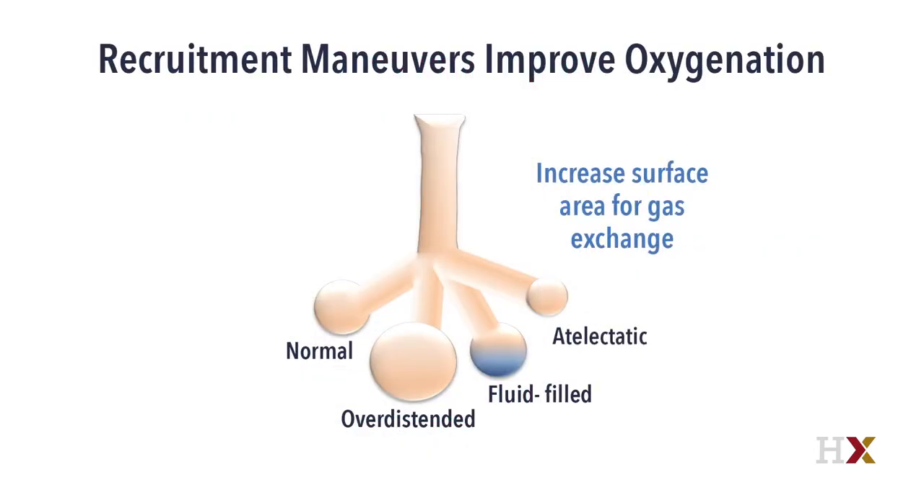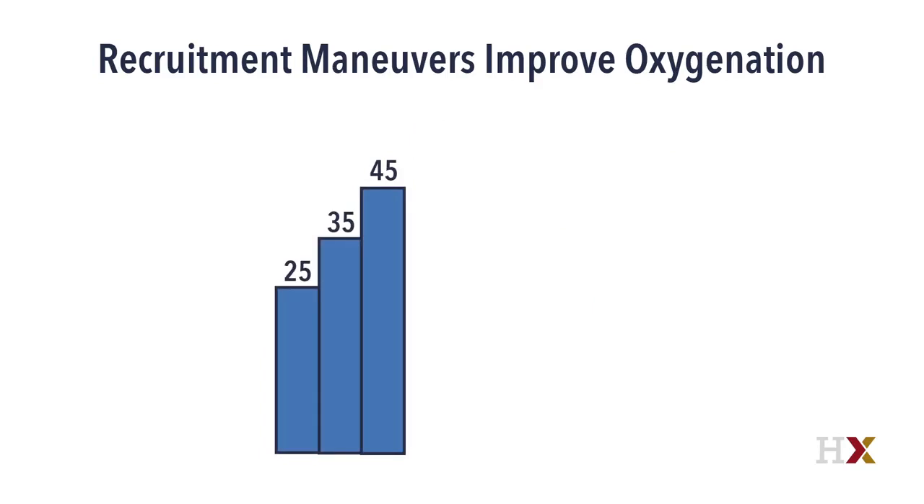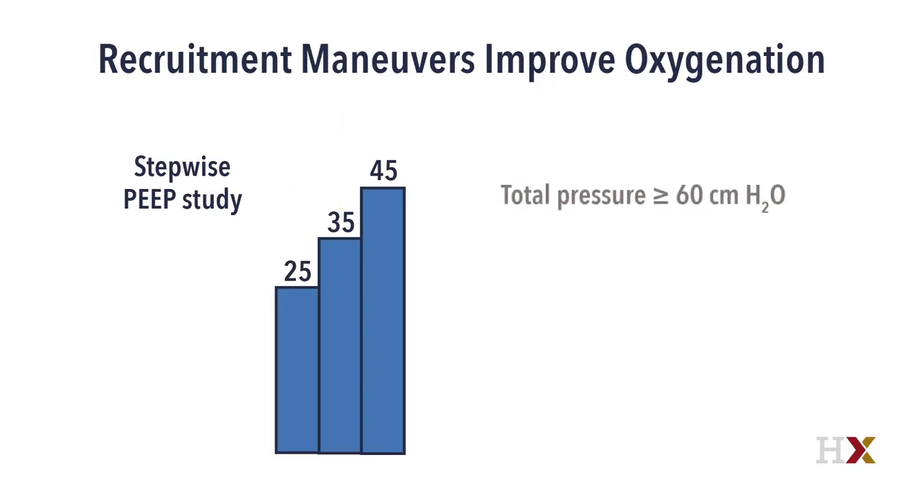Another move to improve oxygenation is to provide a recruitment maneuver. So, recruitment maneuvers can be provided in multiple different ways. A recent study randomized patients to receiving recruitment maneuvers with a stepwise PEEP approach. In that approach, they started off with a PEEP of 25, then 35, and then 45, resulting in total pressures of 60 centimeters of water pressure.